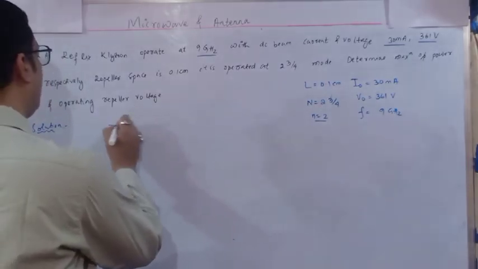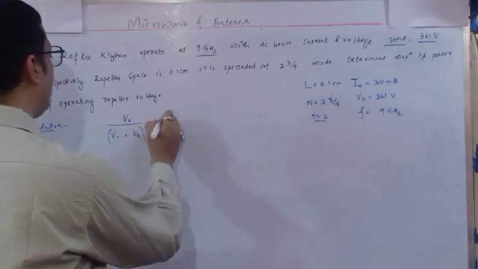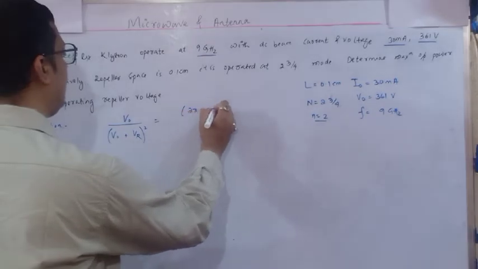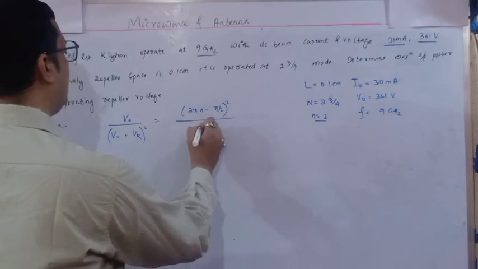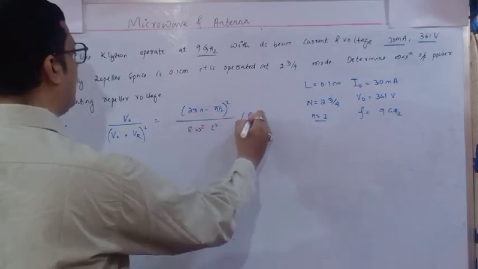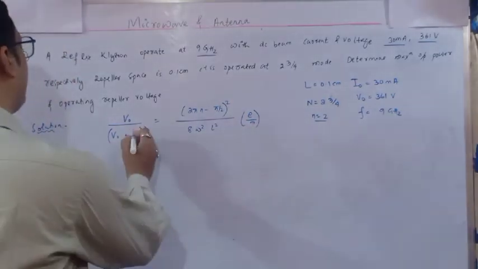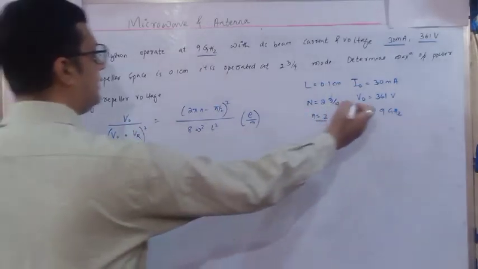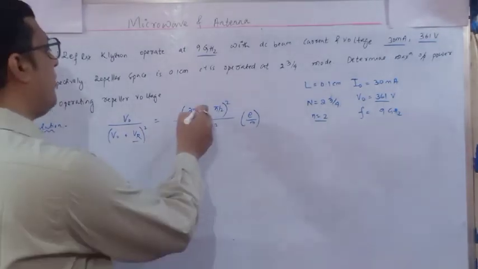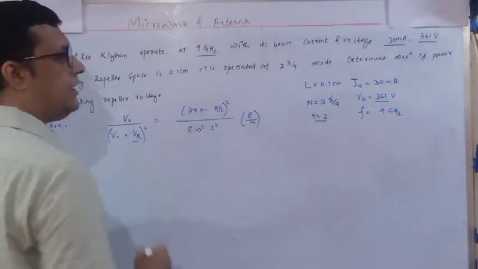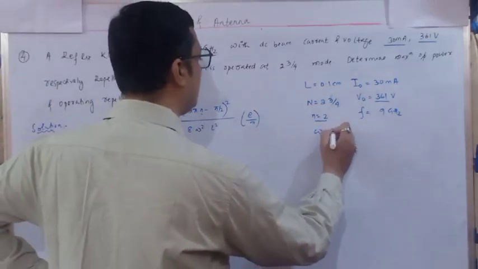We will use the same relation: (V naught plus VR) whole square is equal to (2 pi n minus pi by 2) whole square divided by 8 omega square L square E by M. Here which factor is unknown? The unknown factor is VR. V naught is 361; substitute in numerator and denominator. Then the small n value is 2. Substitute here and solve it. And then omega is equal to 2 pi f.